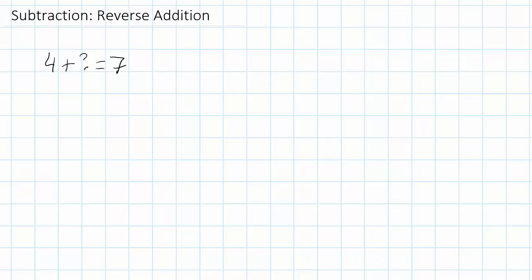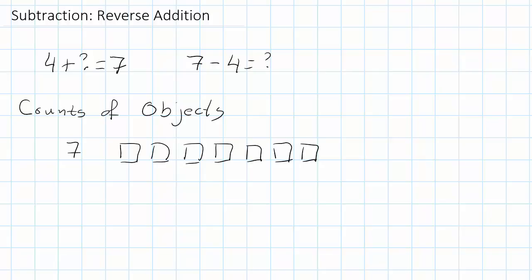That is, 7 minus 4 equals what? Right. This is the whole idea of subtraction. It's saying, what is the missing thing in an addition sentence? In terms of counts of objects, well, we have 7, and we'd like to subtract 4.